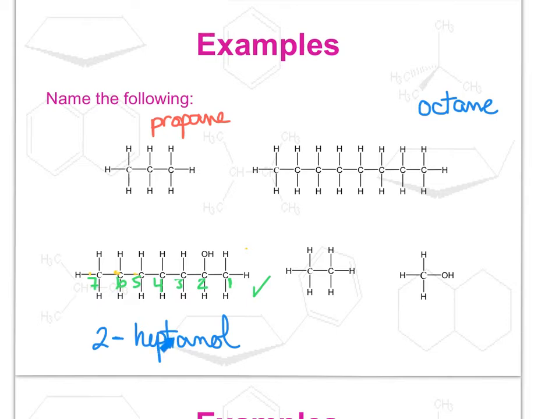In our names, between a number and a letter, we put a dash. Between a letter and a letter, like the parent and the suffix or something like that, we don't leave any space. And between numbers and numbers, we put commas. We'll see that as an example later. Okay, let's do the next one.